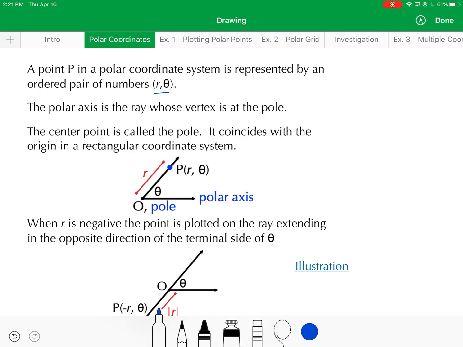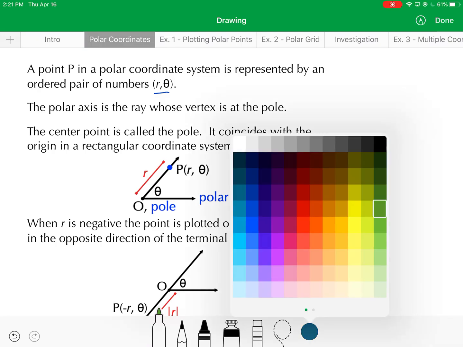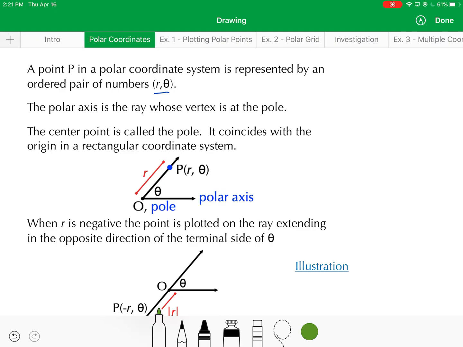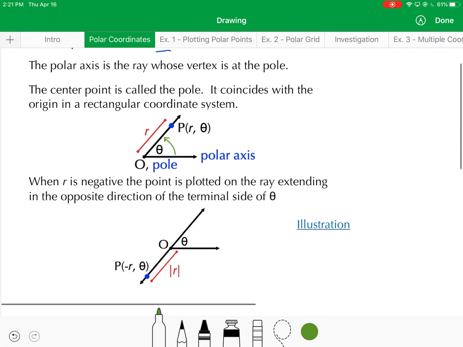Notice, if you want to plot the point P, whose coordinates are (r, theta), all you need to do is rotate from the polar axis theta units. That's going to take you to a terminal ray, and then on that terminal ray you're just going to count r spaces, r units, to get to your point P. Okay, now that would be if your r value was a positive number.